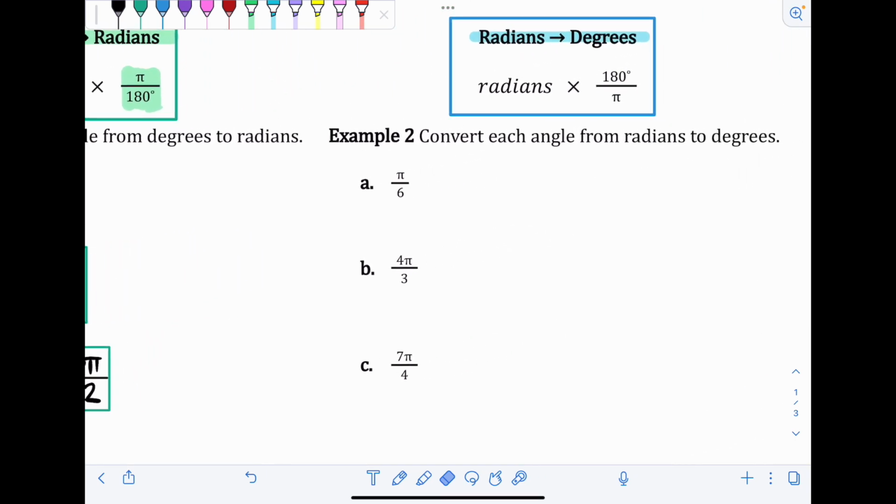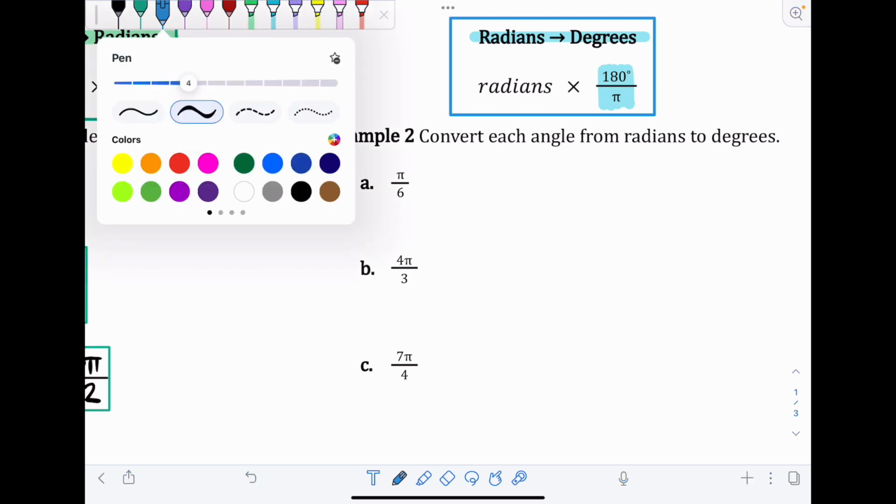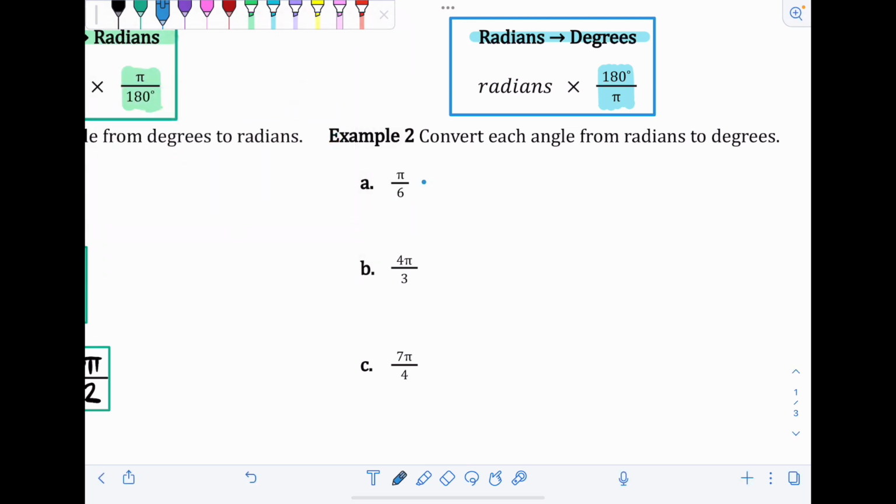Example 2, convert each angle from radians to degrees. This time we're going to take our radian measure and multiply it by 180 over pi. So I have pi over 6. I need to multiply that by 180 degrees over pi. And just like in the previous example, where we were trying to cancel out the degree measurement, in this one we want to cancel out the pi most of the time. It doesn't always happen, but the majority of the time it will.